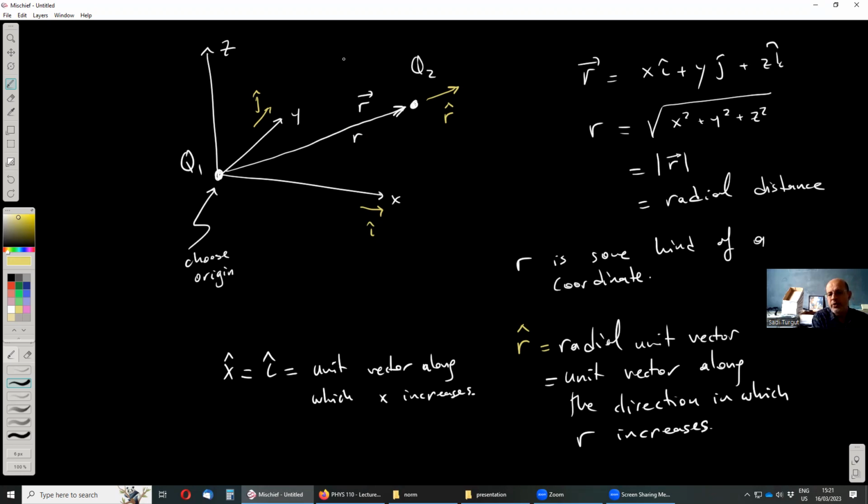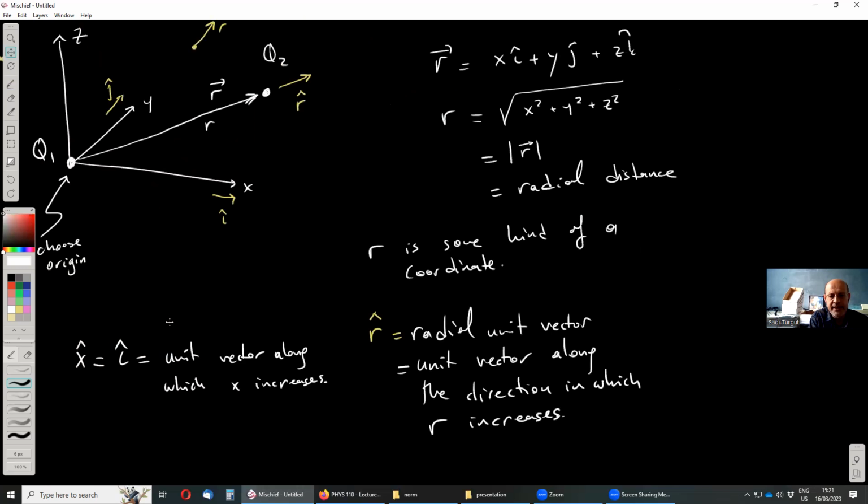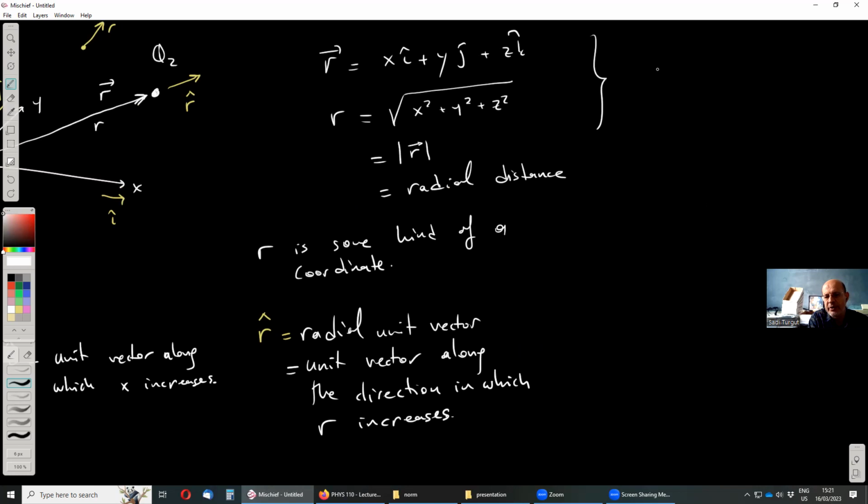However, the radial unit vector depends on which point you are on. At this point, for example, the radial unit vector will be like that. At that point, the radial unit vector will be like this, and so on. So it's a unit vector that depends on which point you are using. That's essentially the only complicated aspect of the radial unit vector. Here you can see that the radial unit vector is the position vector divided by its magnitude.